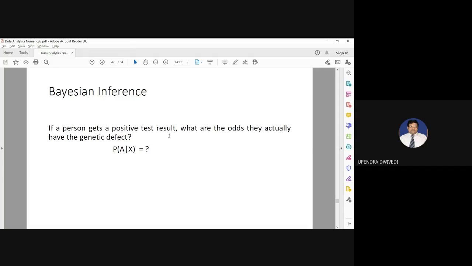Now we have to calculate, if a person gets a positive test result, what are the odds they actually have the genetic defect. We have already assumed X as a positive test result. So to find the probability of a genetic defect given that the person has a positive test result, we have to find P(A given X). Now we'll apply the formula.